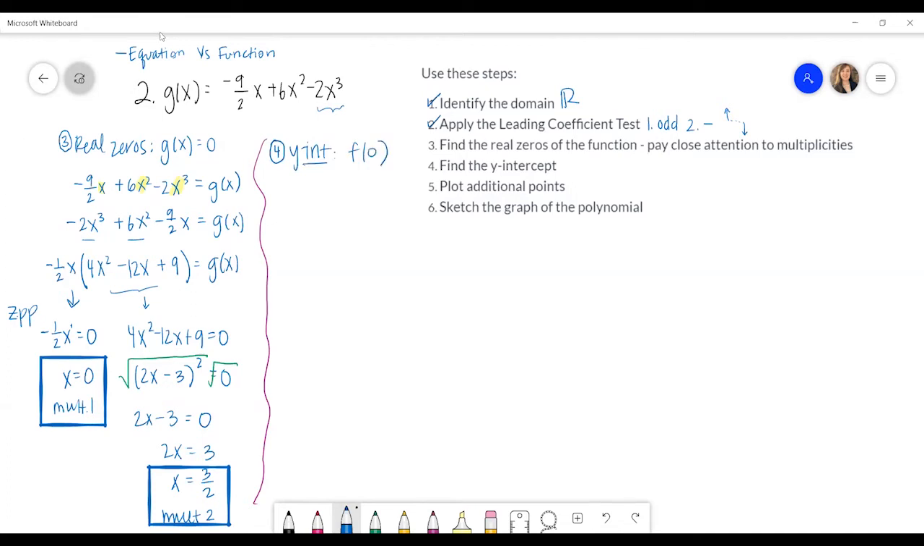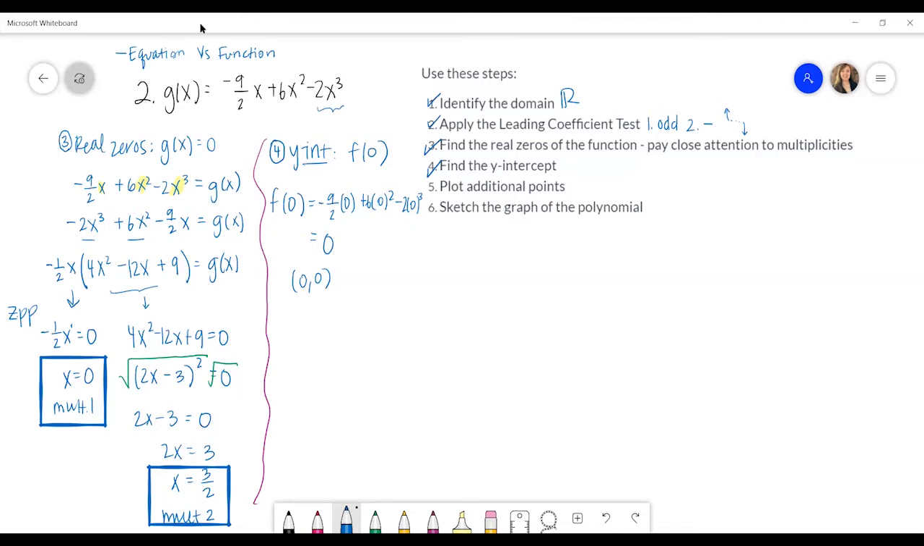And that means we're finding f of 0. So f of 0, again, I reference back to the original one because everything's distributed already, right? So this is negative 9 over 2 times 0 plus 6 times 0 squared minus 2 times 0 cubed, cross that off, which is still just 0, right? So our y-intercept is (0, 0). And lucky for us, that agrees with what we already saw, right? So nothing new in that exact moment.